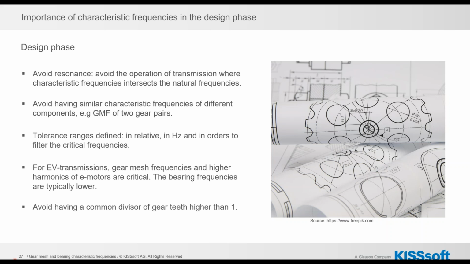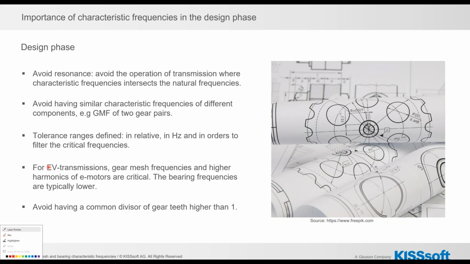Now, to summarize the importance of this knowledge inside the design phase: we should avoid the resonance. This means we should avoid the operation of the transmission where the characteristic frequency interacts with the natural frequencies. Then we should also avoid having similar characteristic frequencies of different components. For example, if we have 2 gear pairs, we should avoid having similar gear mesh frequency. In the design phase, we should cover and check the tolerance range, which could be defined in relative or in absolute values, in order to filter out the critical frequencies.